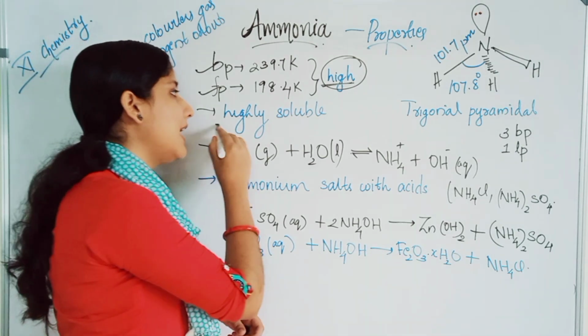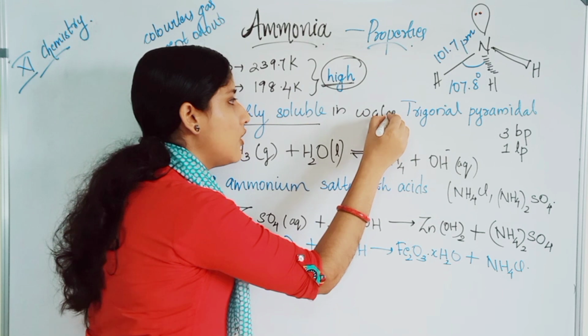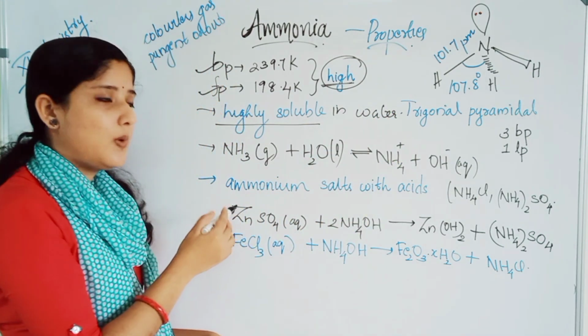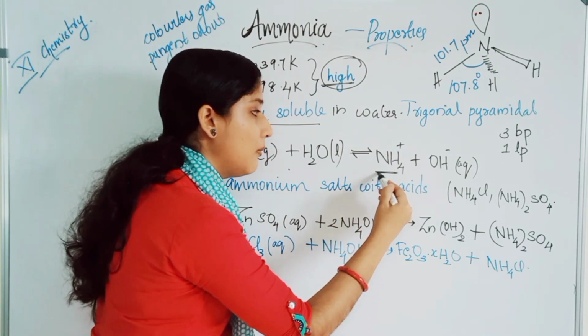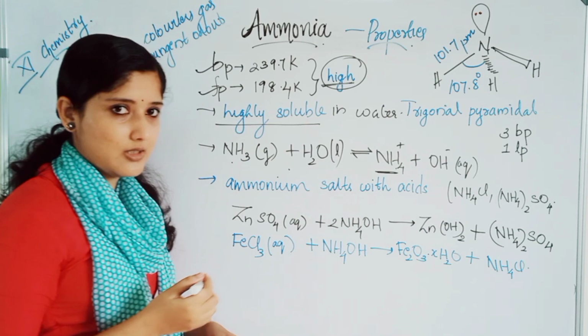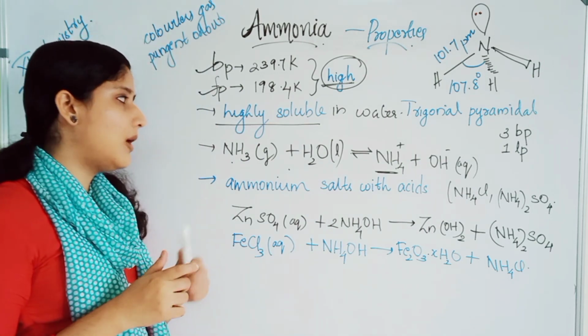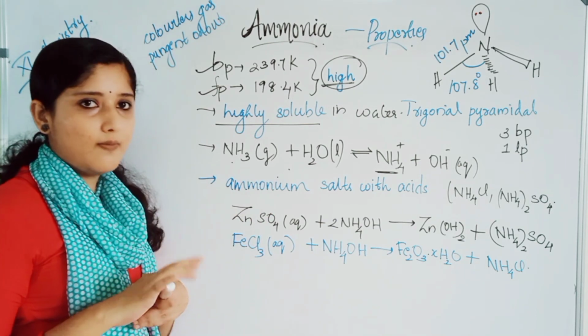And also it's highly soluble in water. Ammonia is highly soluble in water. And the equation is what? NH3 plus H2O will give you NH4 plus, ammonium ion, plus OH minus. It is highly soluble in water due to its formation of hydrogen bonds with water.